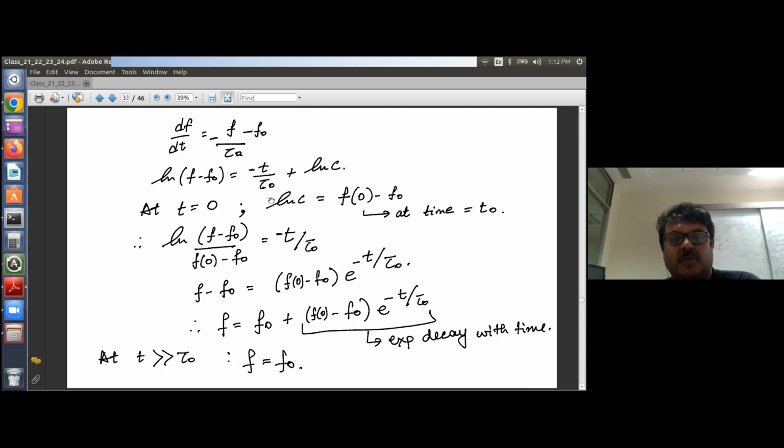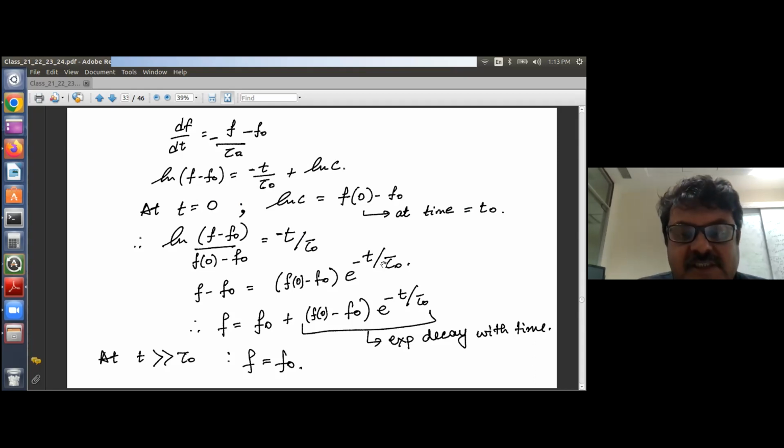So when you incorporate that and bring ln c to the left hand side of the equation, ln of f minus f0 over f at time 0 minus the equilibrium distribution equals minus t by tau 0. So you would get f minus f0 equal to this constant term into e to the power minus t by tau 0.